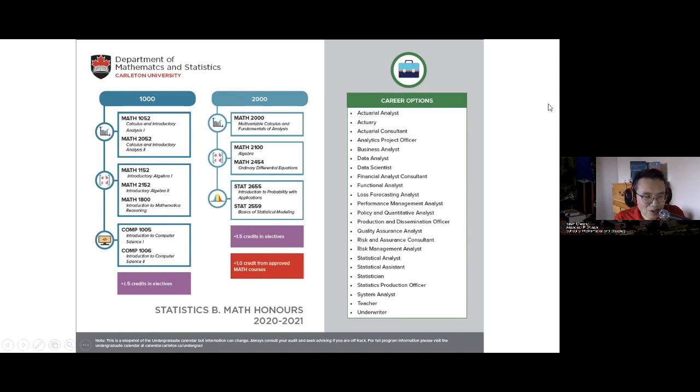So there's an overview of the core courses for the programs. There are other specializations and concentrations that have specific electives in first and second year, and those you can find in the university calendar.